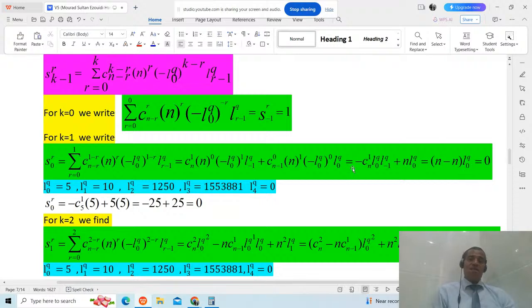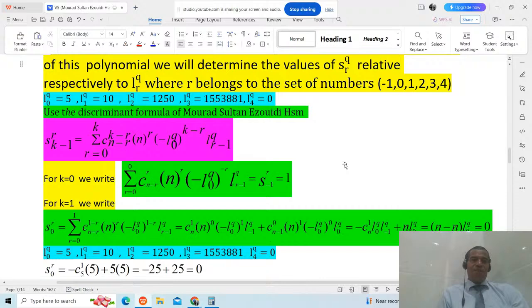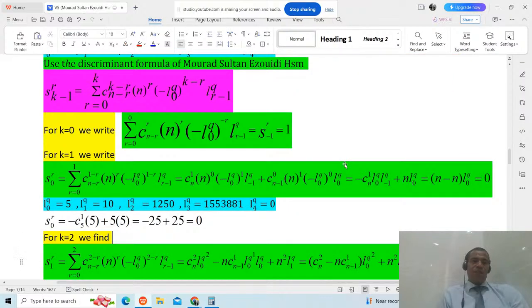Okay, this means S0, whatever you use, the degree of your polynomial has to be equal to 0. No discussion about that. Now we are going to figure out the values. The value of S0 is 0. Now we should put k equal 2 to find S1.